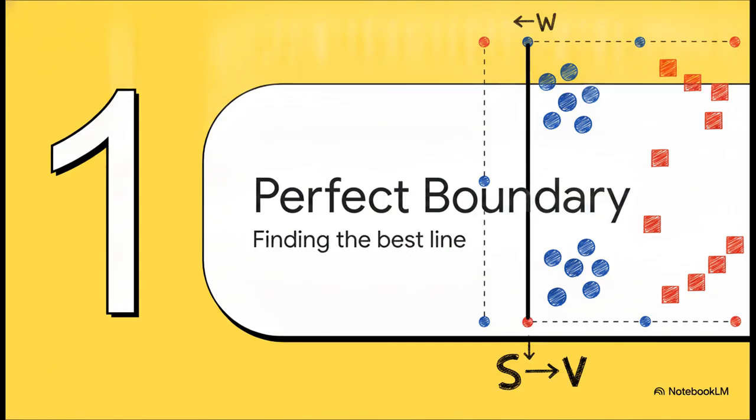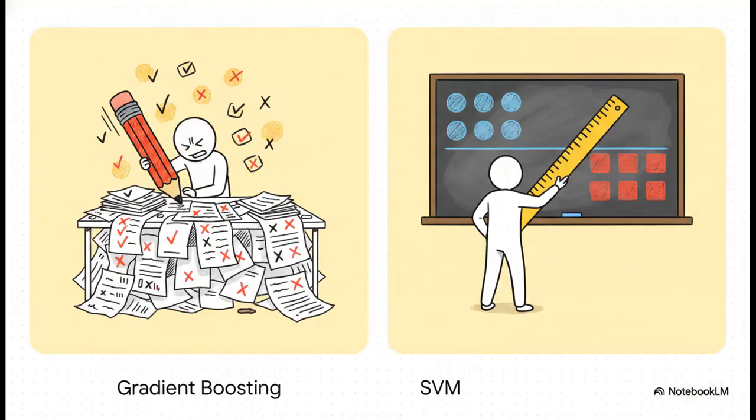Okay, Section 1, the perfect decision boundary. To really wrap our heads around SVM, we need to compare it to how other algorithms learn. Imagine two teachers grading exams. Gradient boosting is kind of like a teacher who obsessively studies every single mistake a student makes, constantly tweaking and correcting their grading system based on those errors. SVM, on the other hand, is like a teacher who just takes a step back and asks, hey, can I just draw one fair, perfect line that separates the passing students from the failing students? It focuses purely on finding that single, optimal boundary from the get-go.